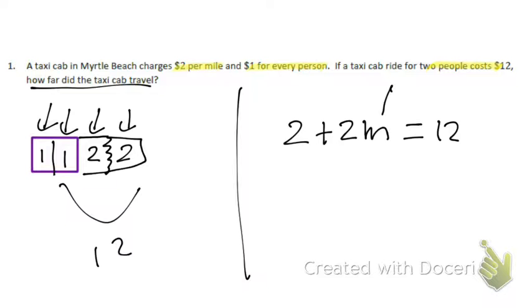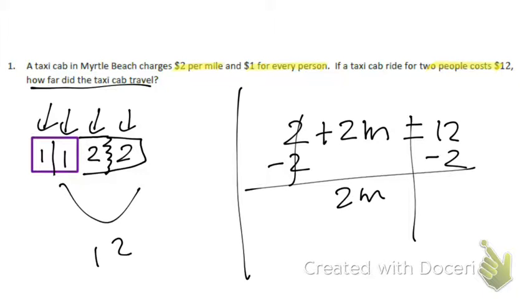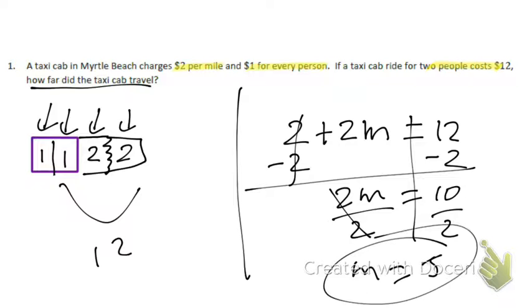Here again, our variable is m, because the question is how far did the taxi cab travel? How many miles? So again, we know the total cost is 12. They get charged $2 because there's 2 people, and they get also charged $2 more for every mile they go. I'm trying to figure out how many miles they're gonna go. Right here, I'm trying to get m by itself. Subtract 2 from both sides. So I got 2m equals 10. Divide both sides by 2. And m equals 5.